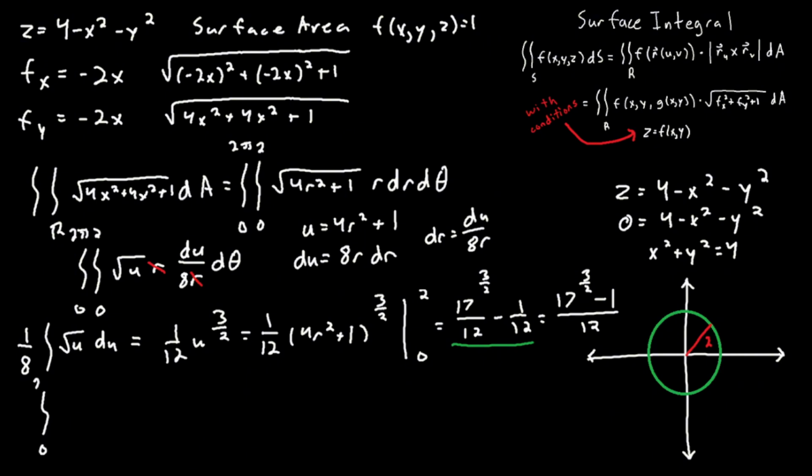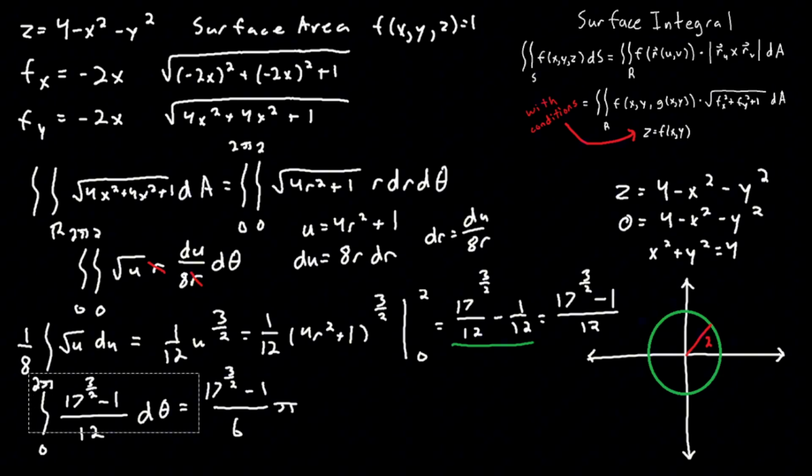And your integral is just from 0 to 2 pi for theta. Now we integrate with respect to theta. Do not forget about that. So the integral of 17 to the 3 over 2 minus 1 over 12 d theta. Well, there are no variables of theta inside this function, so we just multiply this by 2 pi. If you multiply this by 2 pi, you get 17 to the 3 over 2 minus 1 over 6 pi. And this is our final answer for this surface integral.